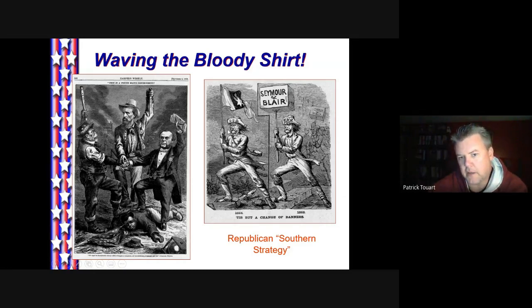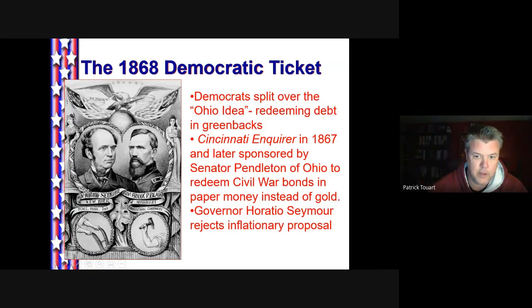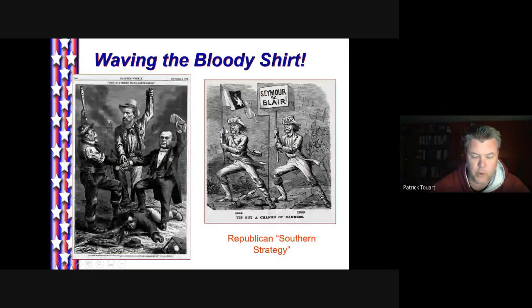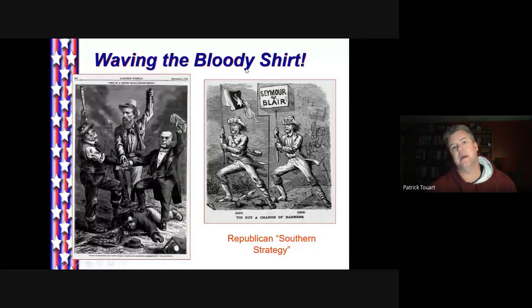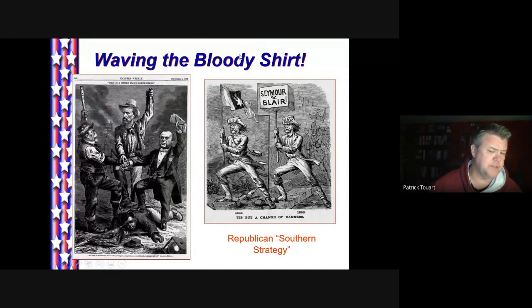South. Another key argument is waving the bloody shirt, reminding voters that if you vote for the Democratic Party, even though Francis Blair was a Union veteran, you can see him here, General Blair, and Governor Seymour was the governor of New York, they are going to be tarred with the idea that the Confederacy and the Civil War was a product of the Democratic Party. And so here you see the change from the Confederate banner to the KKK and candidate Seymour and Blair. We might call this a 19th century Southern strategy by the Republican Party.